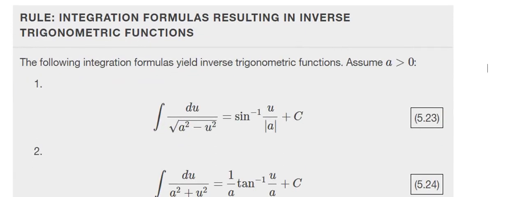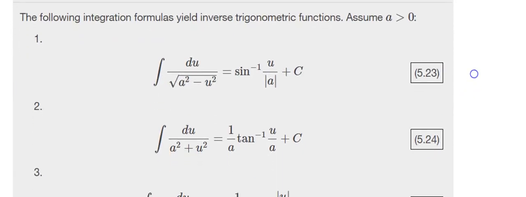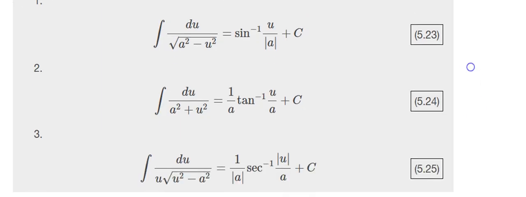What I have presented here are the formulas or the rules for inverse trigonometric functions. If you recall, inverse would be sine inverse, tan inverse, cosine inverse. So we have three of these shared here. We have the integral of du over the square root of a squared minus u squared. If you had a setup like this, the resulting answer would be an inverse sine function.